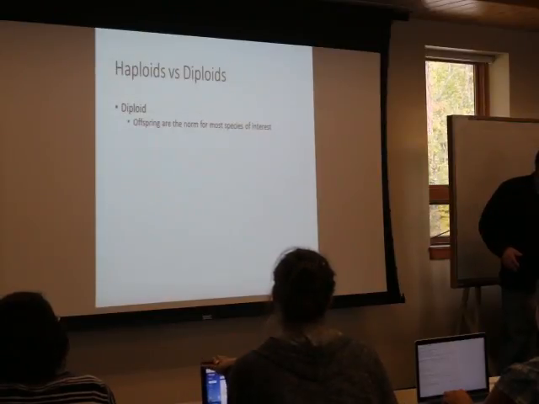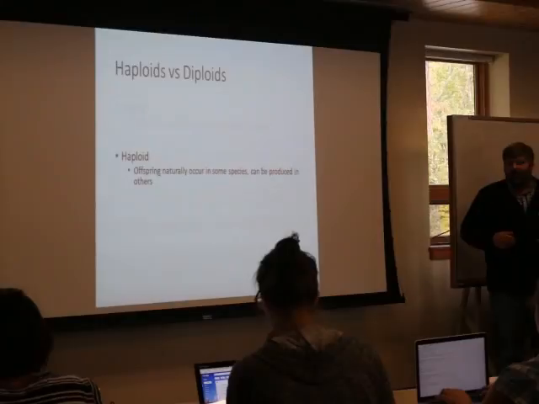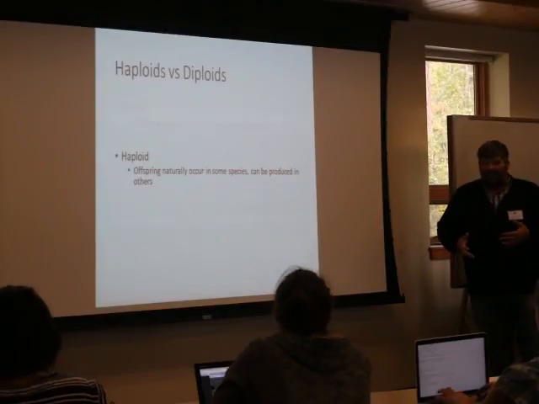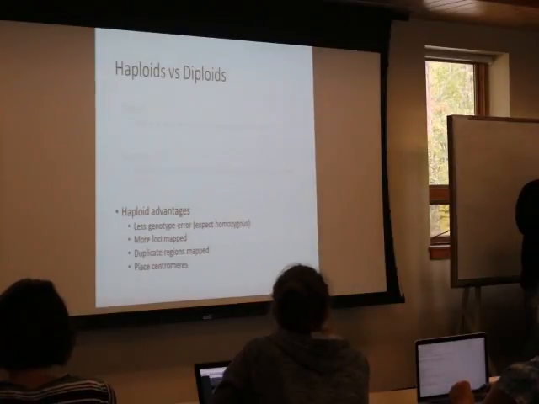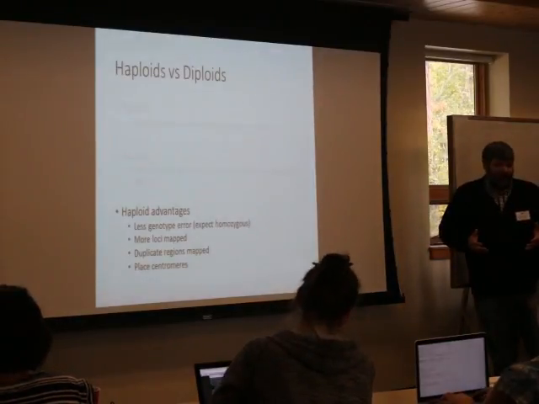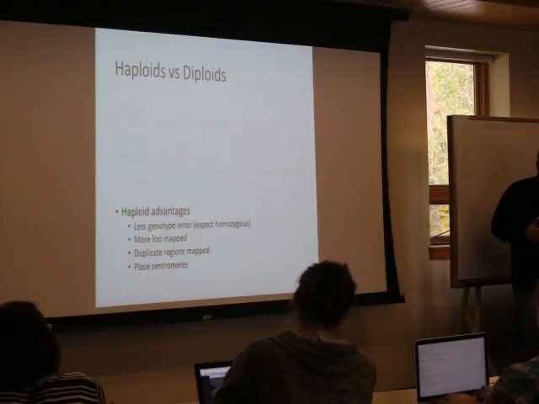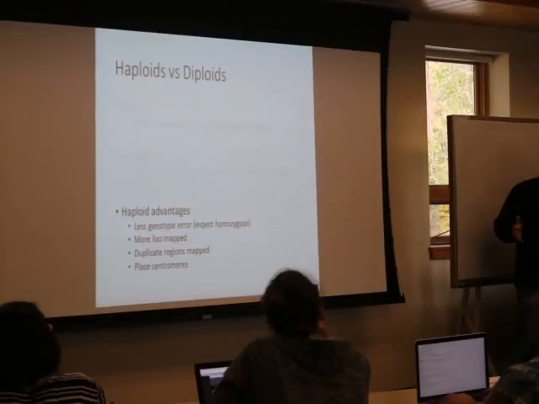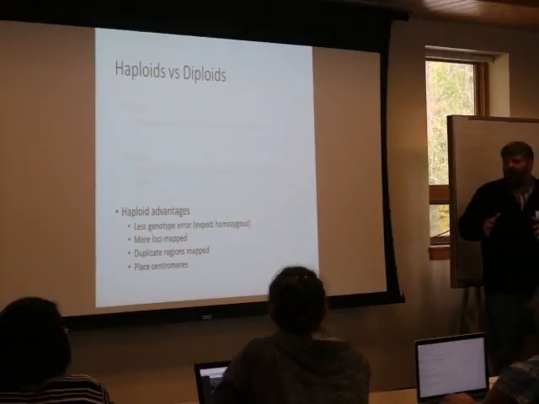Diploids are the norm for most species of interest. But haploids naturally occur in some species. They can be produced in others. And the advantage with haploids is that you have a lot less genotype error. In the absence of a duplicated genome, you just expect that all loci are heterozygous. With that expectation, there's not going to be much genotyping error there at all, or they'll all be homozygous.